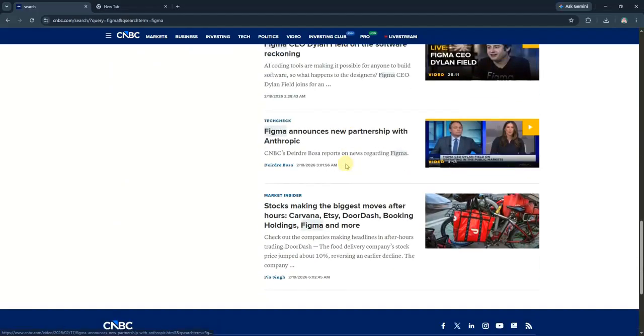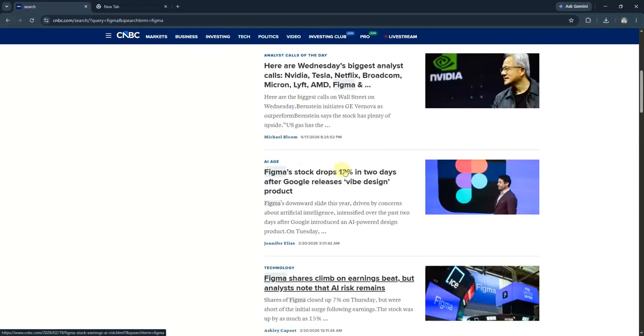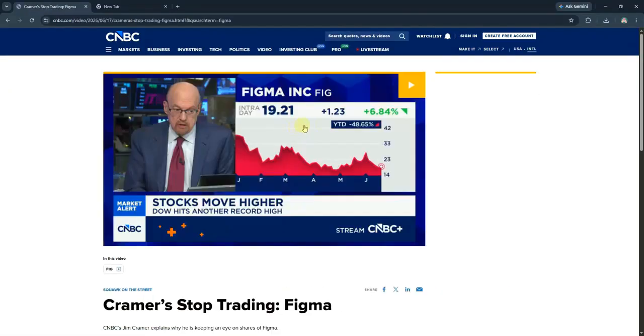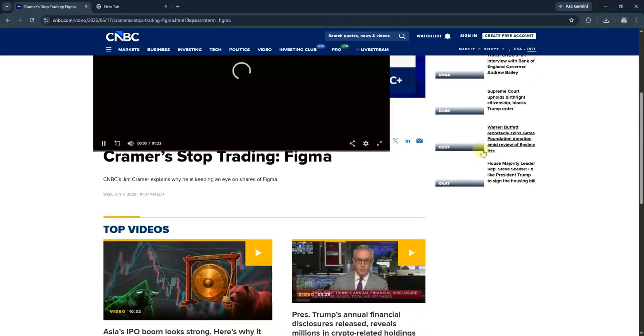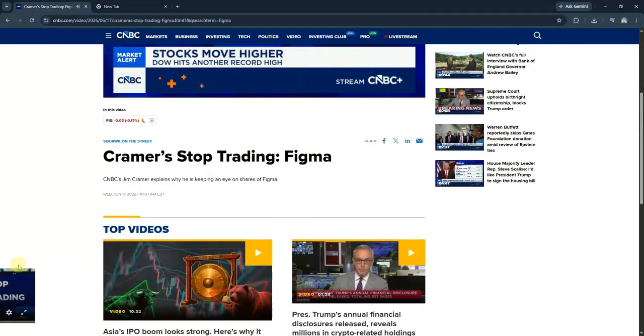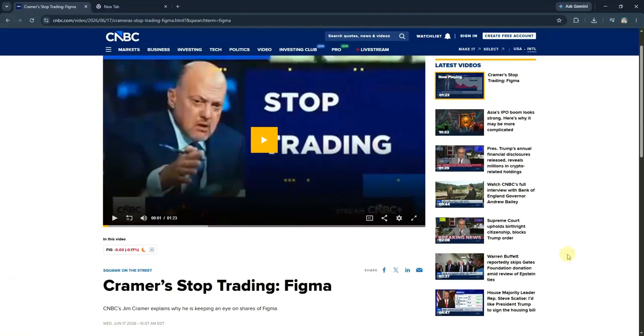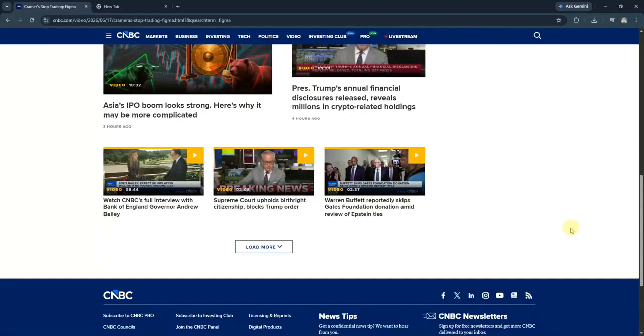For a deeper analysis, you need to look at key financial metrics like the price-to-earnings ratio, the earnings per share, and market capitalization. These are usually listed right below the stock price chart. Pay attention to recent news articles linked on the page that might impact Figma's stock, such as quarterly earnings reports, new product launches, or changes in management.